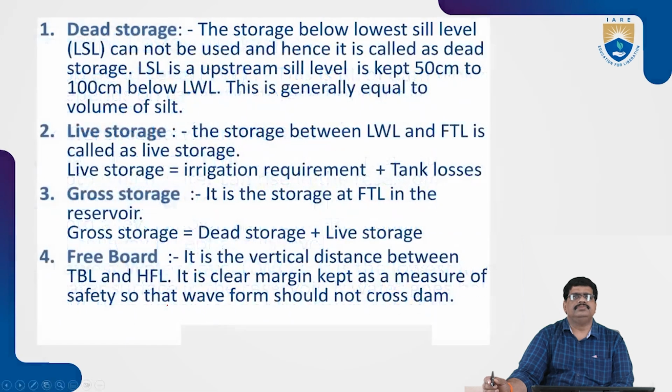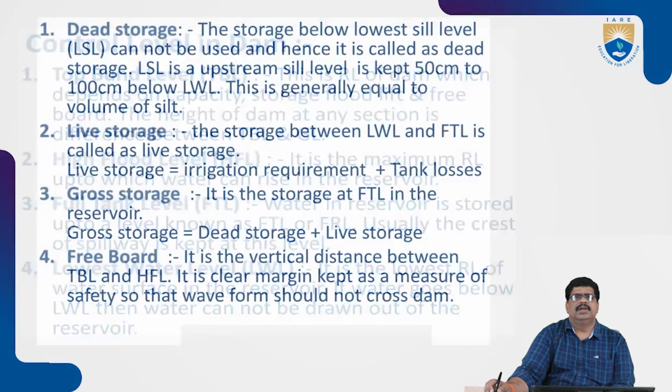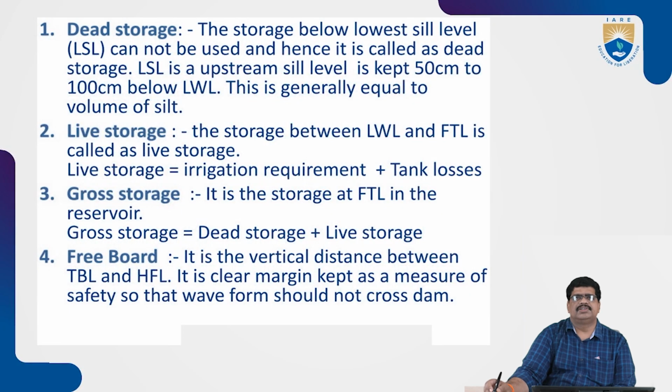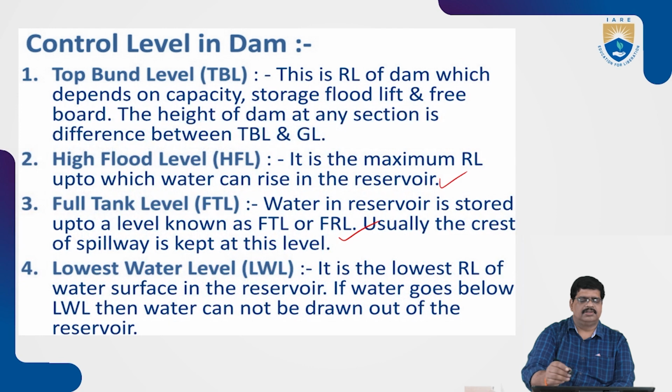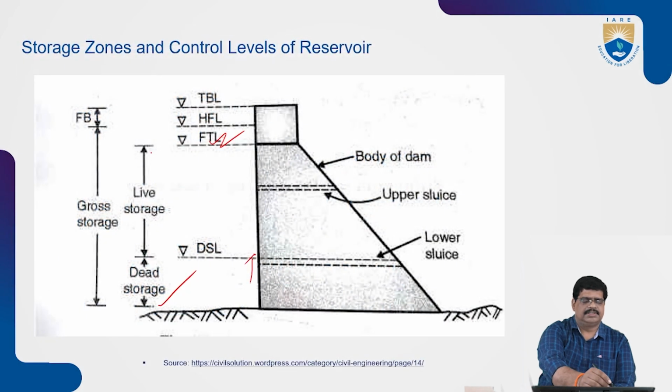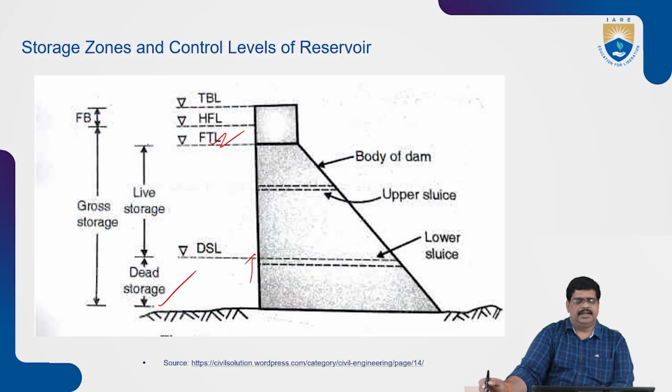Next, live storage. Live storage is nothing but the storage between LWL and FTL, so it is called live storage. Live storage is equal to irrigation requirement plus tank losses. That is equal to live storage. This is the live storage, in between the lowest storage level and full tank level. We call it live storage.